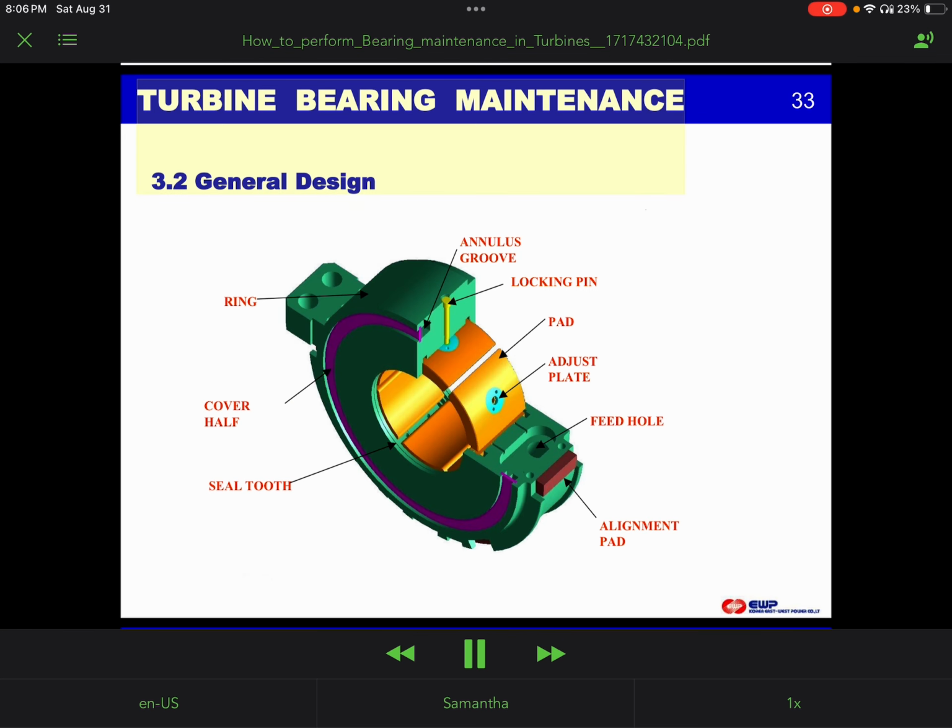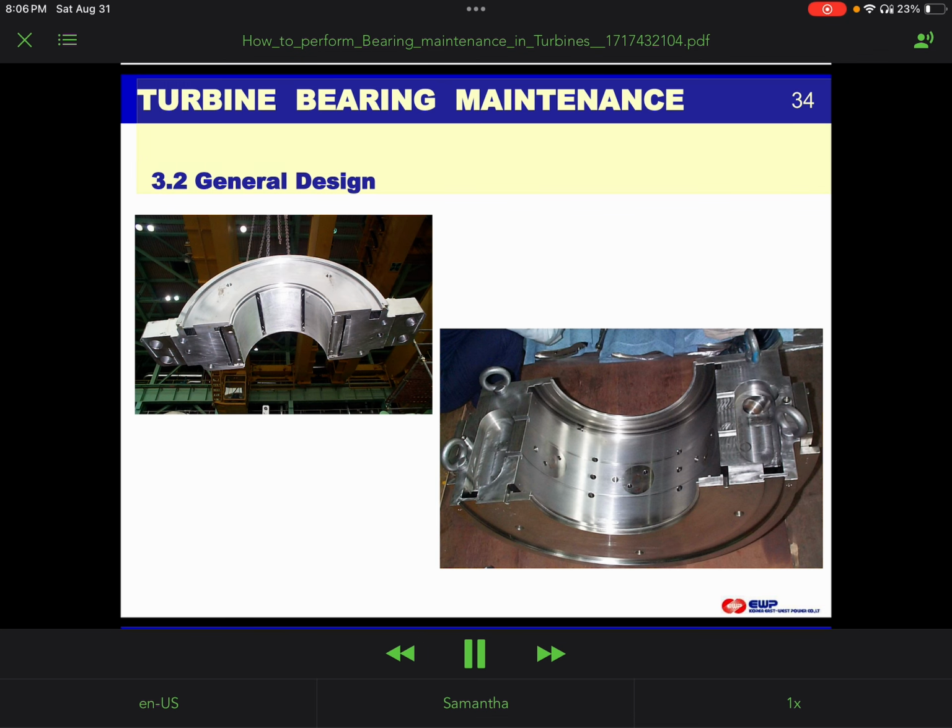3.2 General design. Turbine bearing maintenance. Annulus. Groove. Locking pin. Adjust. Plate. Feed hole. Alignment. Pad. Seal tooth. Cover. Half. Ring. Pad. 33. 3.2 General design.